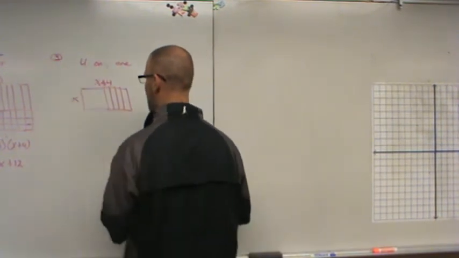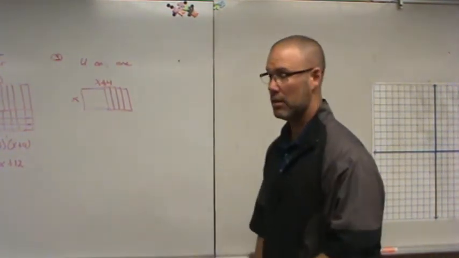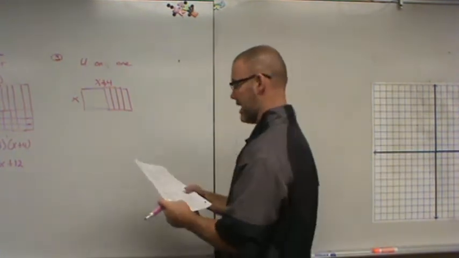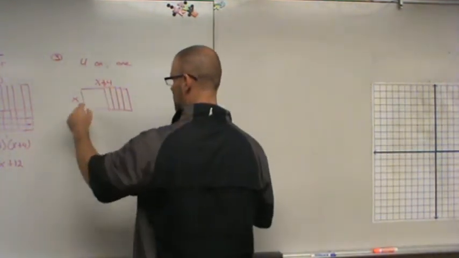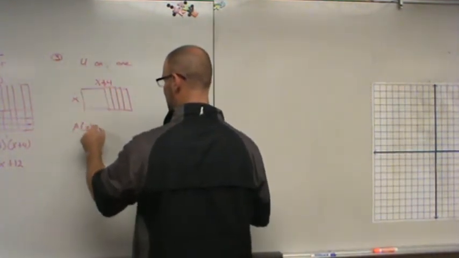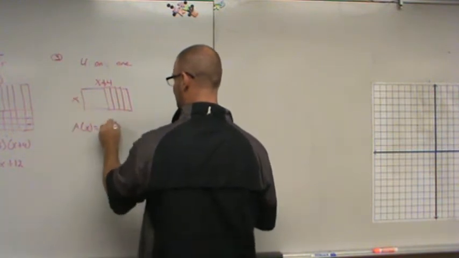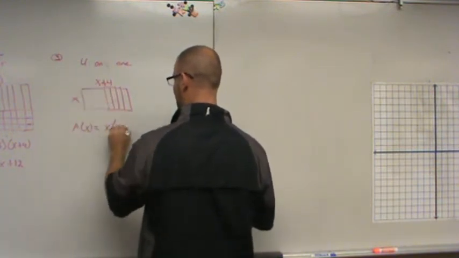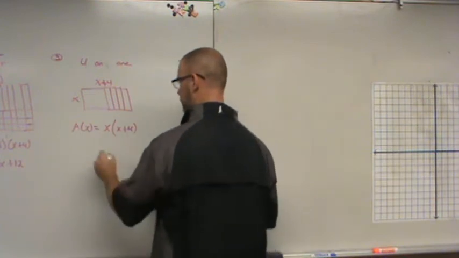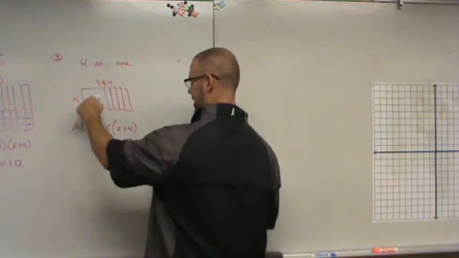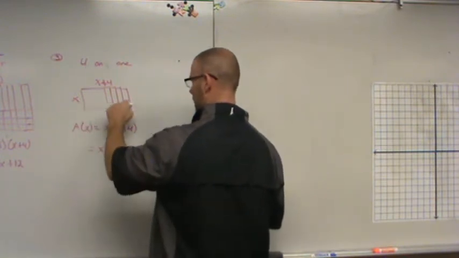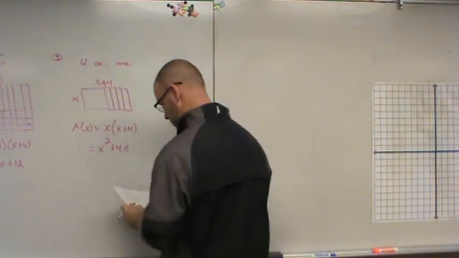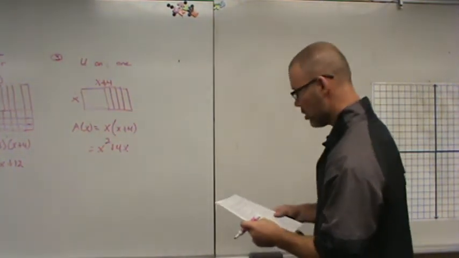All right, so if you come back, this is what your diagram should look like. It said 4 only on one side. So show it as a product. The area is equal to length, x, times width, x plus 4. That's one way. What's the other way? Well, I have 1 x squared, and I only have 4 x's. So there you go.